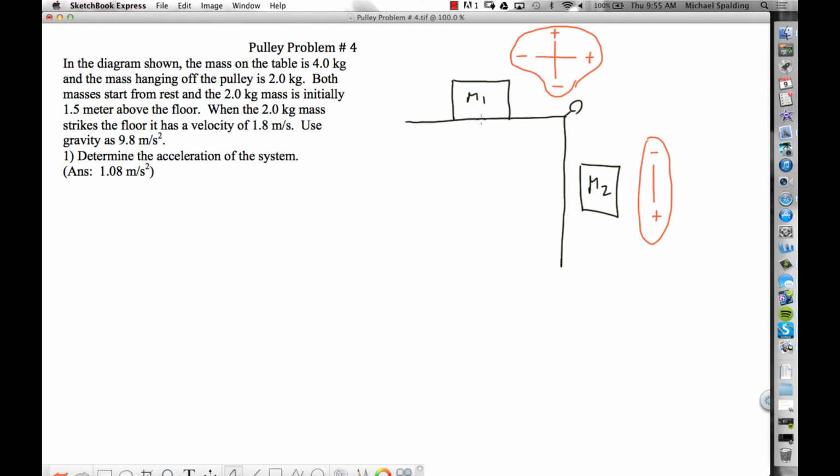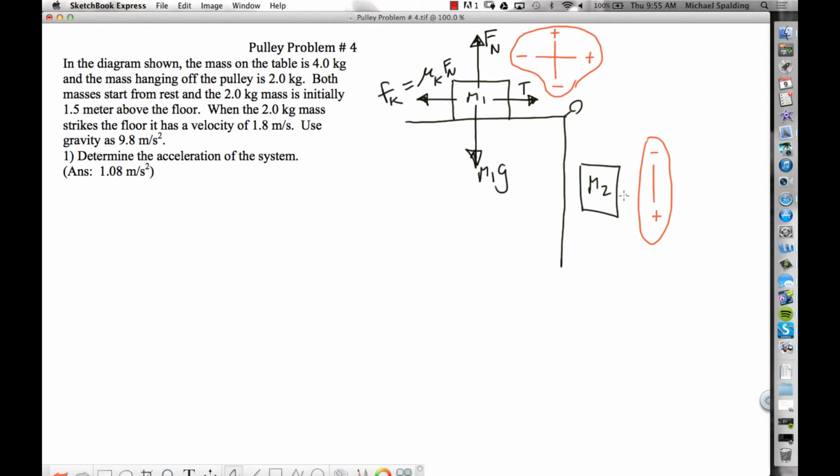What forces are acting on M1? Well, gravity, we got M1g. M1 is on a surface, so we got a normal force. The rope is pulling to the right. That's tension. And then we're told that there's friction. Kinetic friction. Friction kinetic equals mu kinetic times normal force. Friction has an equation: coefficient times normal force.